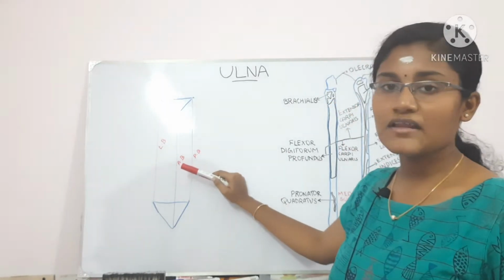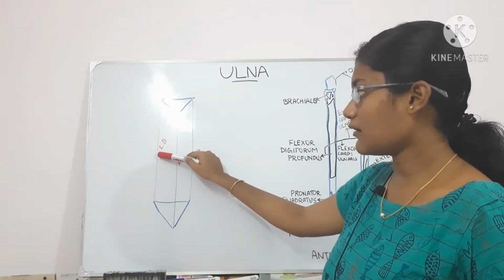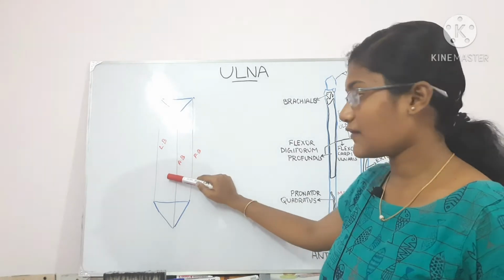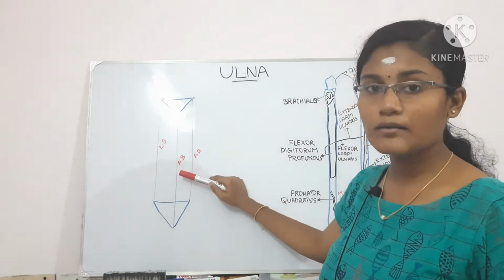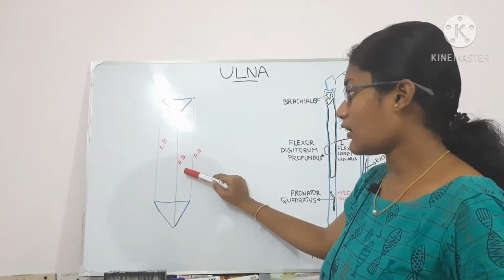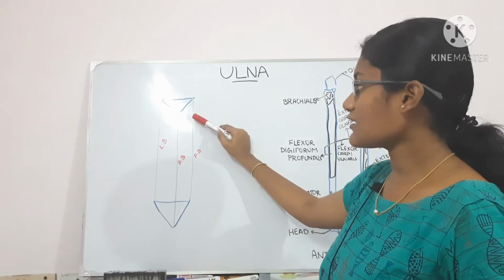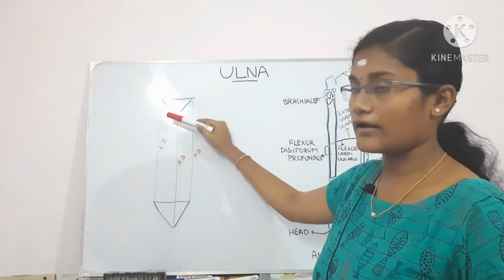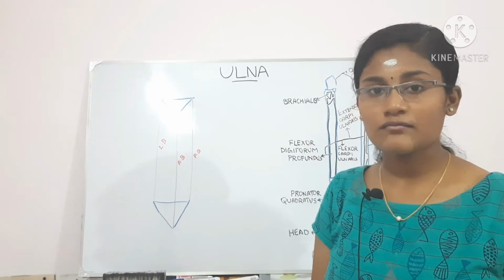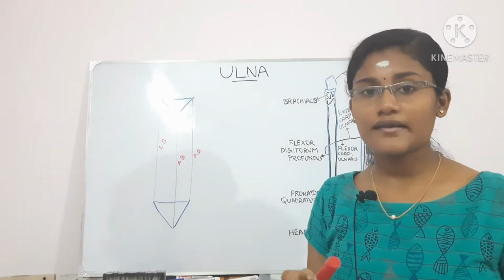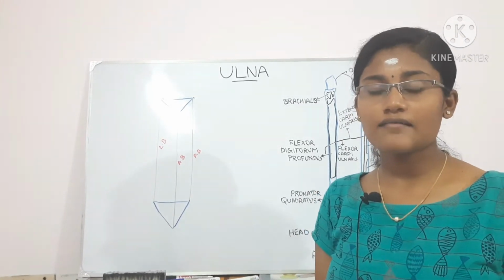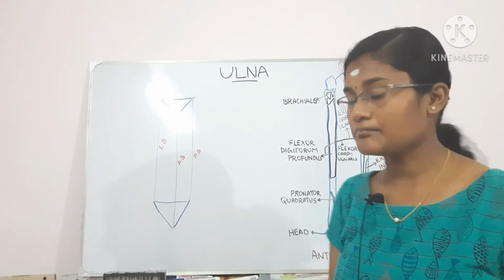Then the surface between the anterior border and the lateral border is called the anterior surface. The surface between the anterior border and the posterior border is called the medial surface, and the surface between the posterior border and the lateral border is called the posterior surface. And the lateral border is also called the interosseous border because it gives attachment to the interosseous membrane.